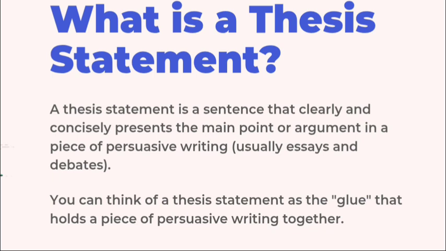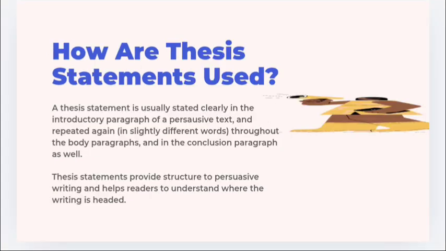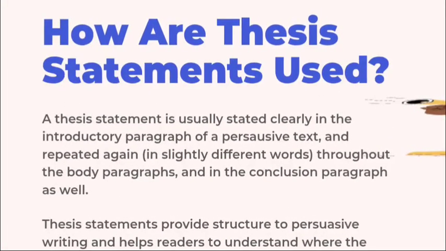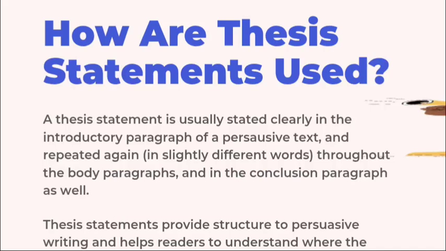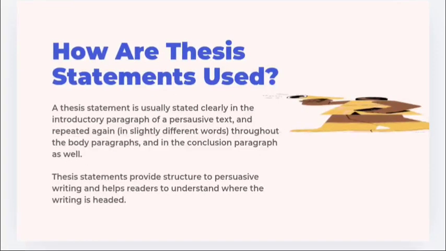For instance, the question is: does global warming matter, or is plastic affecting global warming, or something like that. Then you can elaborate on yes or no, and also just say the names of the reasons in a little robotic tone, which means a little formal tone, so that it sounds good, and then you can elaborate on it later. Now that we know that, we can move on to how thesis statements are used. These thesis statements provide structure to persuasive writing and help readers understand where the writing is headed.